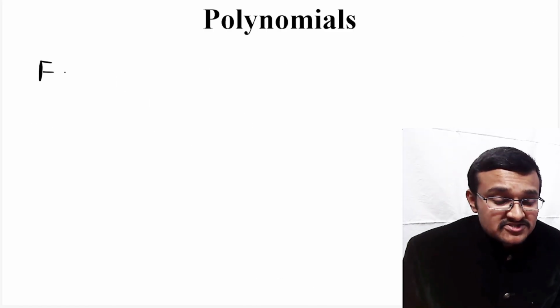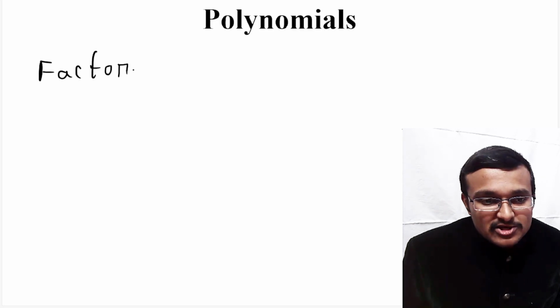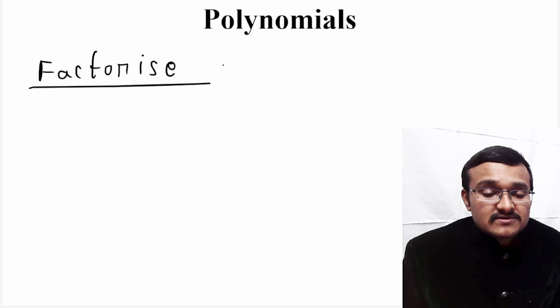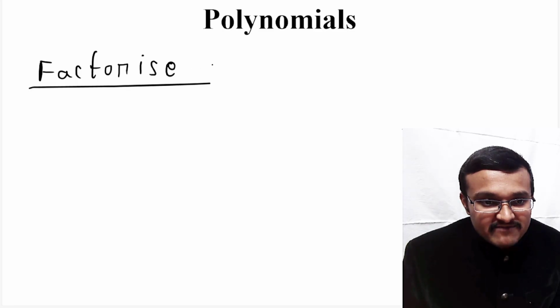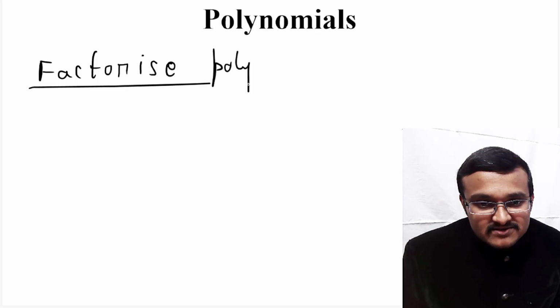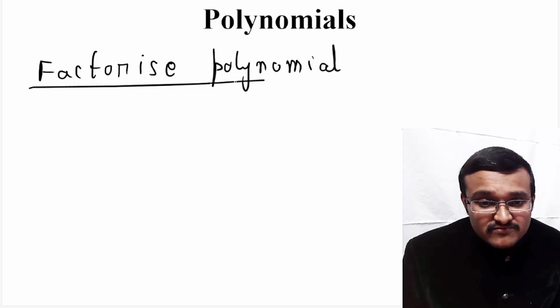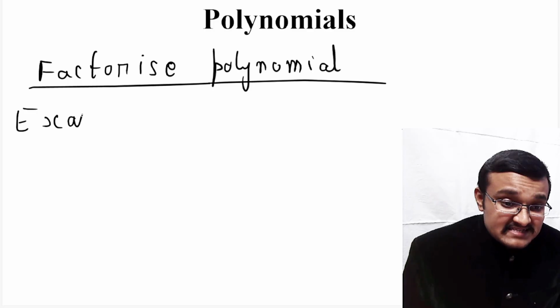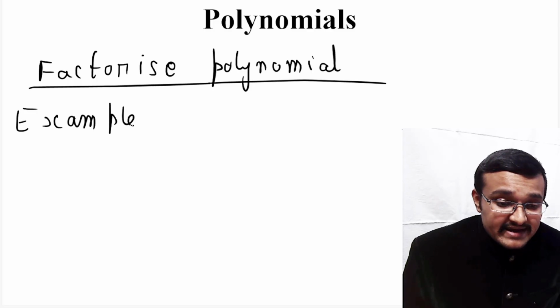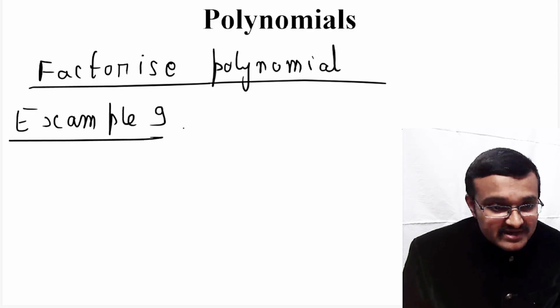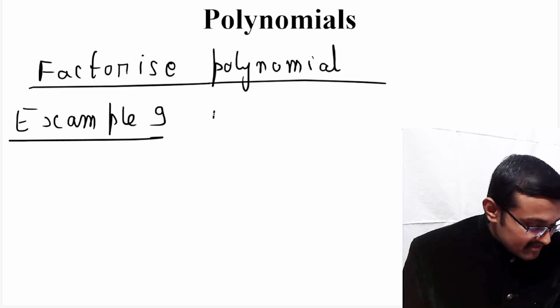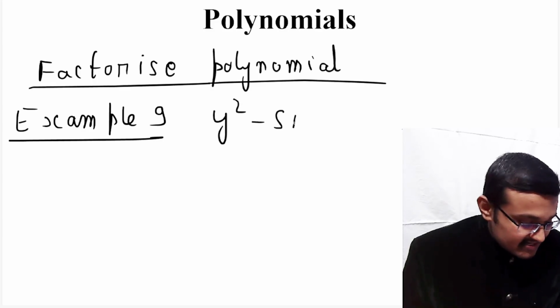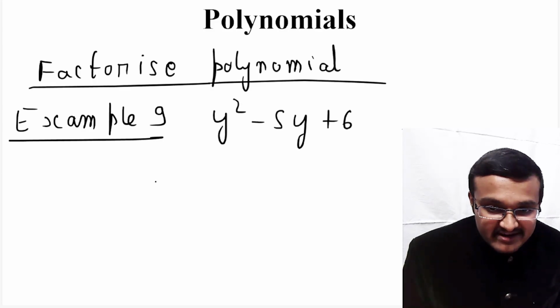So now let us try to factorize polynomials. To understand how to do factorization of a particular polynomial, we'll take one example. Here straight away let us take example 9. Here the polynomial which they have given is y square minus 5y plus 6.